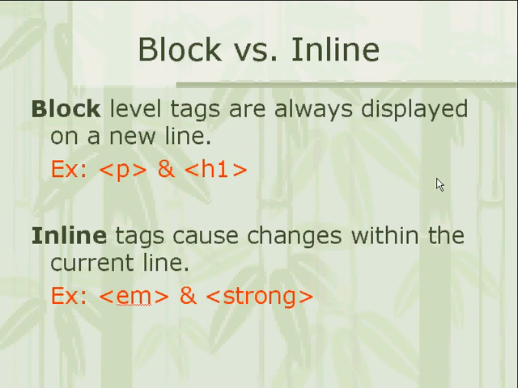Now, inline tags are a little bit different. These are the types of tags that cause changes within the current line of code or text, if you will. So inside of a paragraph, we might have an emphasis or a strong tag. EM is for emphasis, and strong. Emphasis is like italicizing, and strong is like bolding. These tags would not introduce a new line or a blank line of text above or below them. They would just affect the text in line in the current paragraph, for example, and these are inline tags.